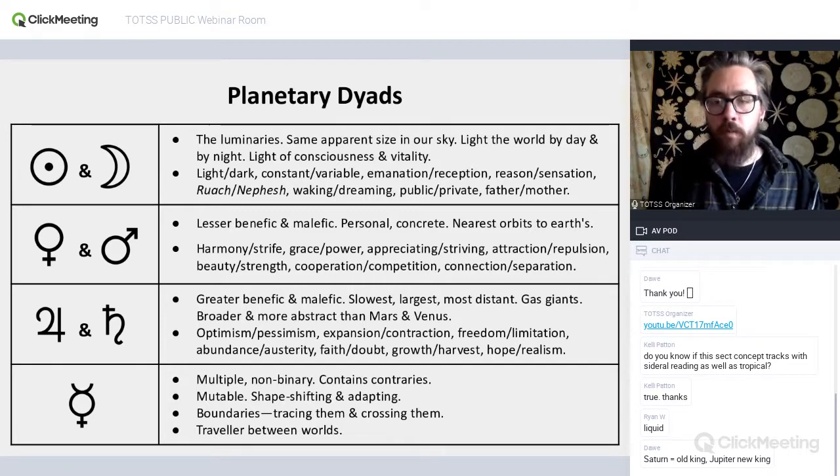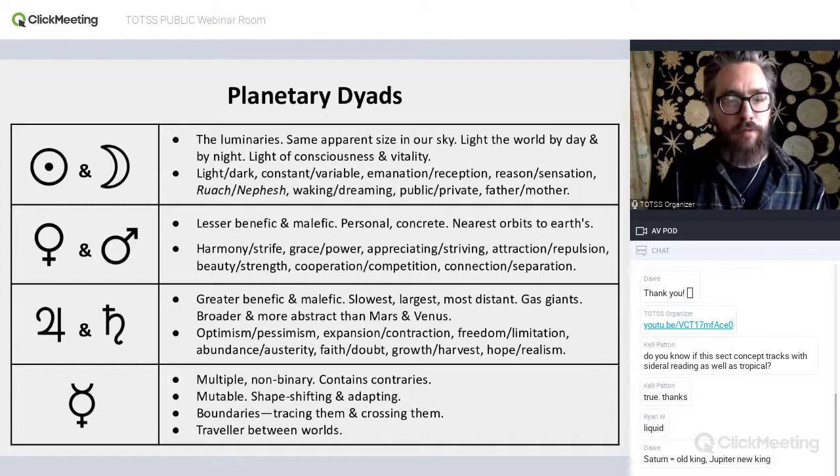All right, and then Mercury. Now, Mercury can be paired with other planets, and we'll see that as an opposite with some of the others. But in this particular scheme, Mercury stands by themselves. So Mercury is multiple and non-binary, and Mercury contains contraries, right? Unlike the other planets, which are paired as contraries, Mercury contains contraries within themselves.